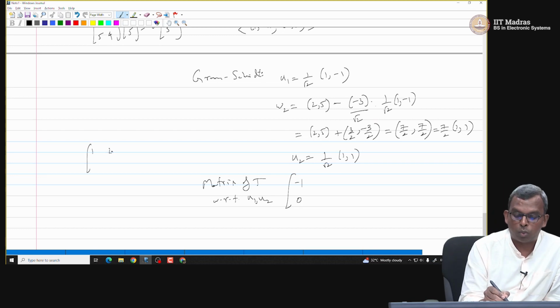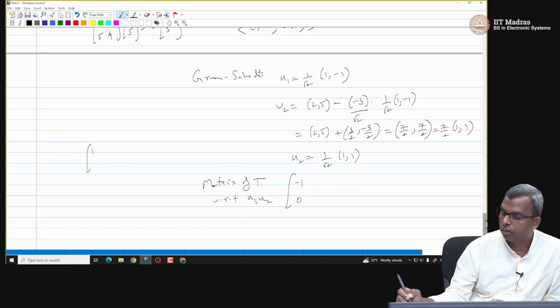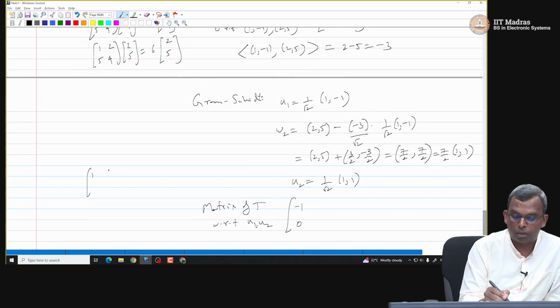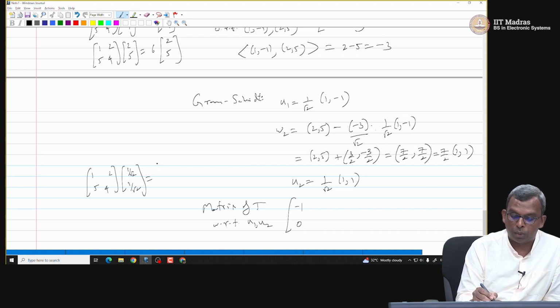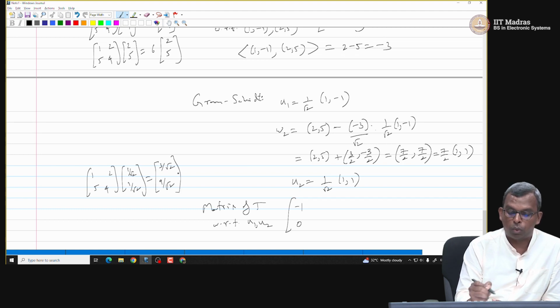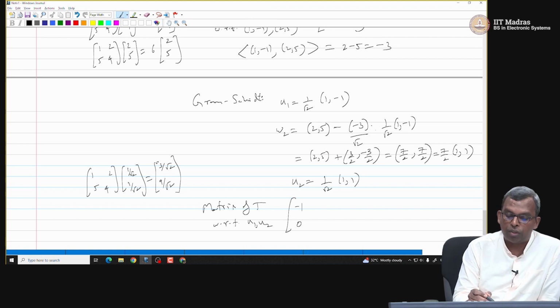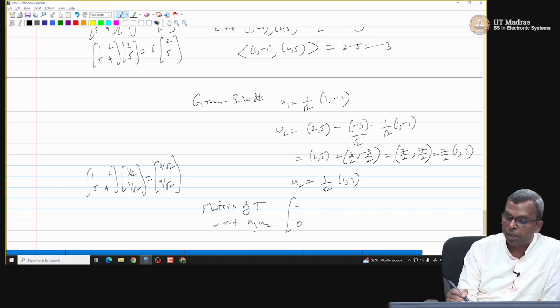So what is the matrix? It's 1, 2, 5, 4. When u2 goes through it, which is 1 by root 2, 1 by root 2, you're going to get something else. What will you get? You will get 3 by root 2, 9 by root 2, right? This is what you're going to get. Now, what are the coordinates of 3 by root 2, 9 by root 2 with respect to u1, u2?